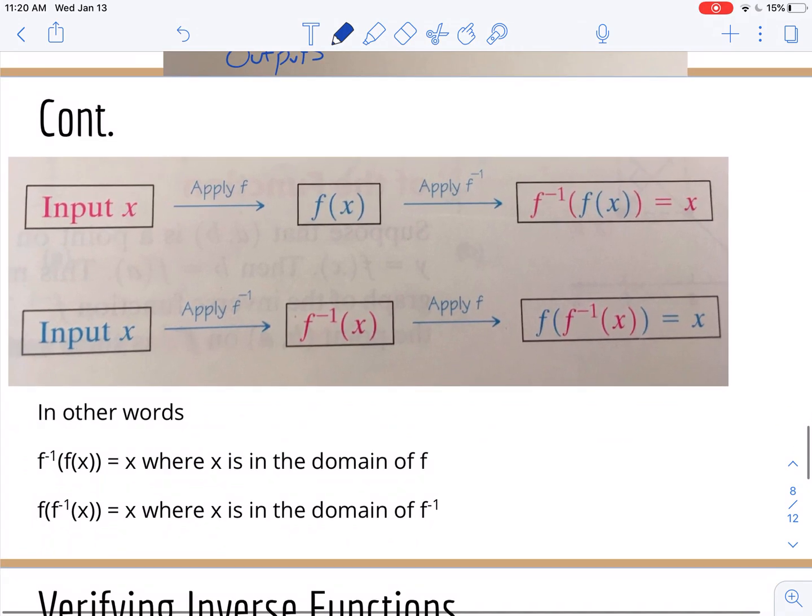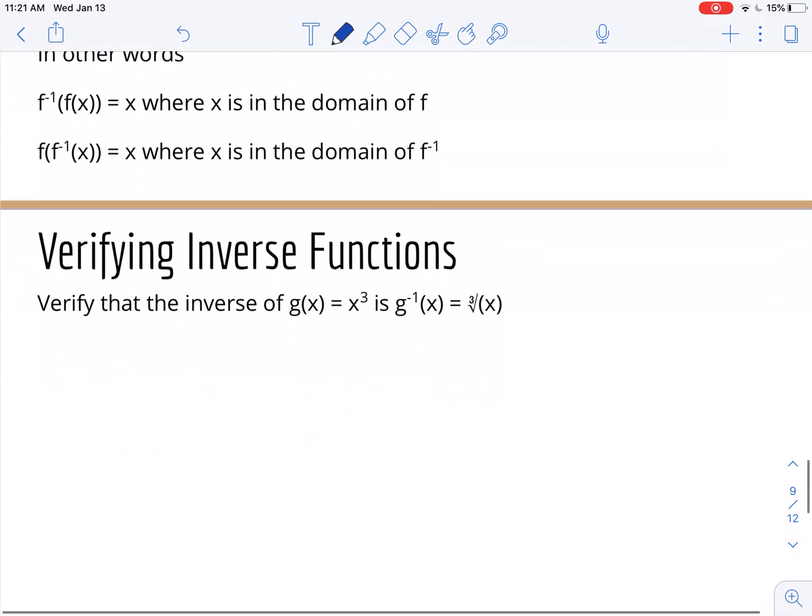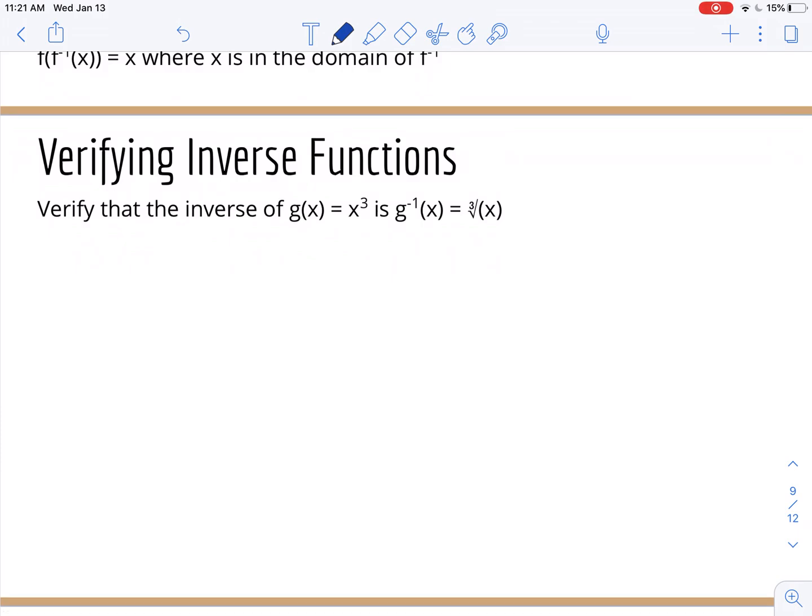So what that means is if I put an input into my function and then I get that output and I put that output in my inverse function, I just end up with x. Just like if I put an input into my inverse function, I get an output from that, and then I put that output into my original function, I'm just going to end up with x. So this leads back to what we learned in 5.1 of those equal composite functions. If I have equal composite functions, then I can say definitively I have an inverse function.